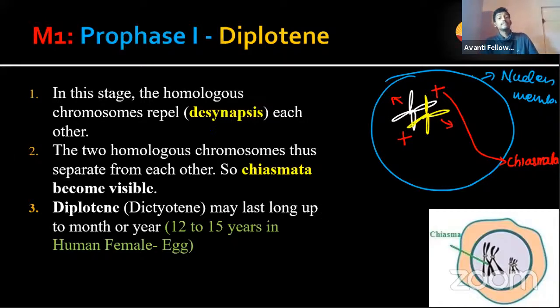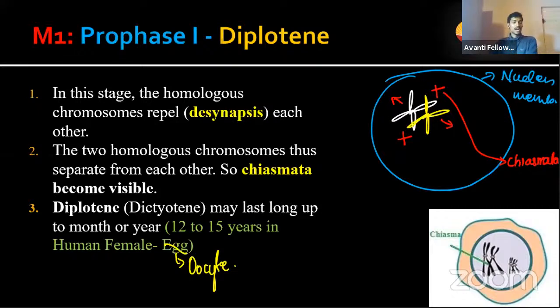In some cells, it may take 12 to 15 years. We can give the example of the human female, in the egg, or instead of saying egg, it's not actually an egg, I can say it's an oocyte. The oocytes present in human female ovaries are normally in the diplotene stage. When that girl reaches maturity, they move on, complete the meiosis process, and give rise to one egg every month. Every month it releases one egg, but until then it remains in the diplotene stage. So that will be the longest phase.